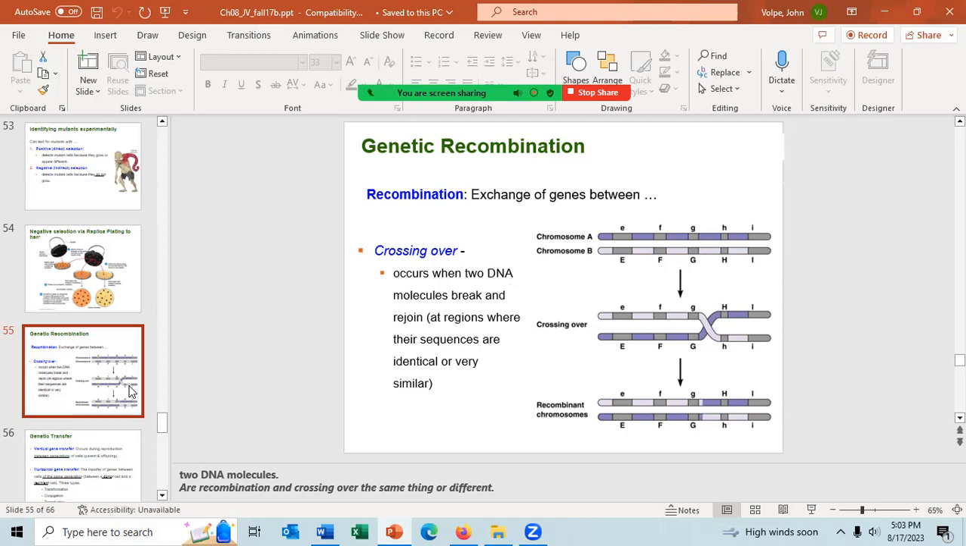Okay, let's move on to recombination. Genetic recombination is the exchange of genes between two DNA molecules. It is similar to, but a little different than crossing over. Crossing over is when two chromosomes get together side by side, and almost always the chromosomes which cross over are going to be the same pair, like chromosome 1 from the mother and chromosome 1 from the father. And then the chromosomes literally cross over.